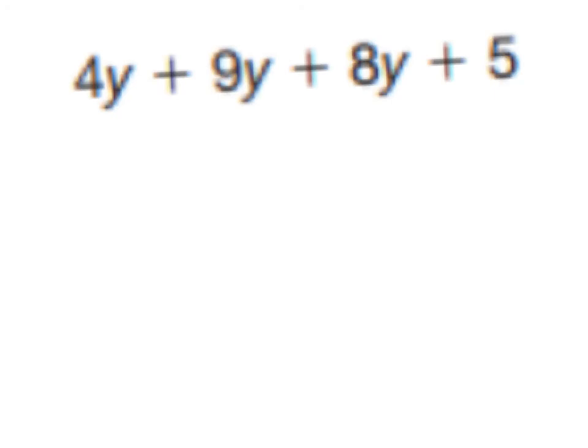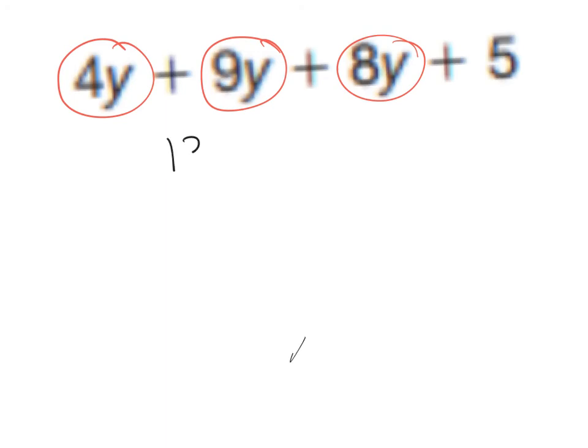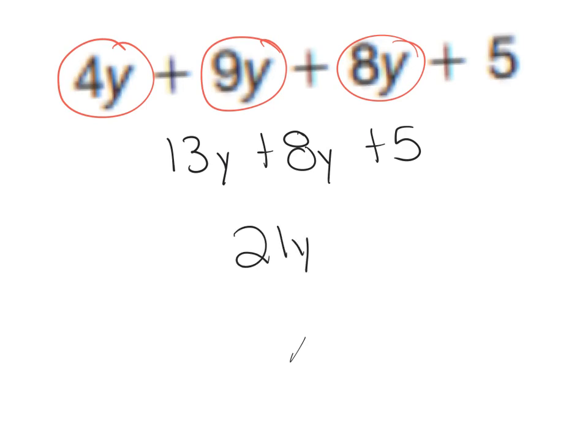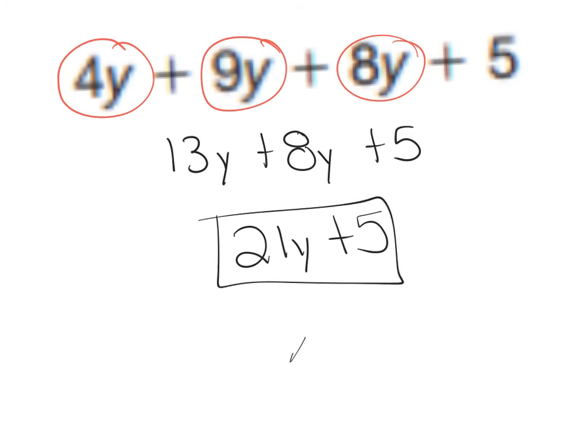So if I'm looking at this first one, this 4y has a y, this 9y has a y, and this 8y has a y. And the 5 does not, so it is separate. So then if you did 4y plus 9y, that's 13y. So I have 13y plus 8y plus 5, and then 13y plus 8y gives me 21y plus 5. And this is your answer. You cannot combine variables with coefficients with no variables. Those are not the same thing.